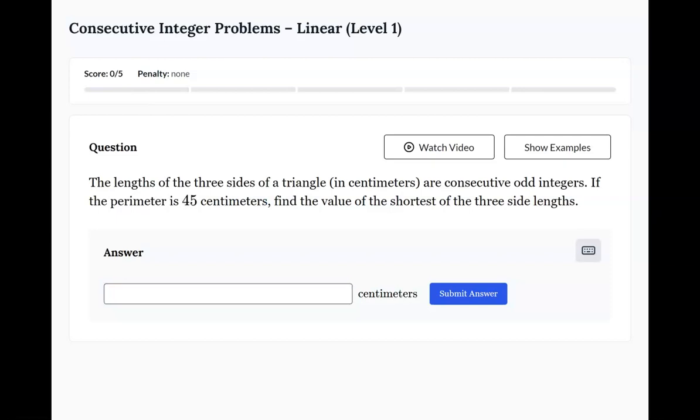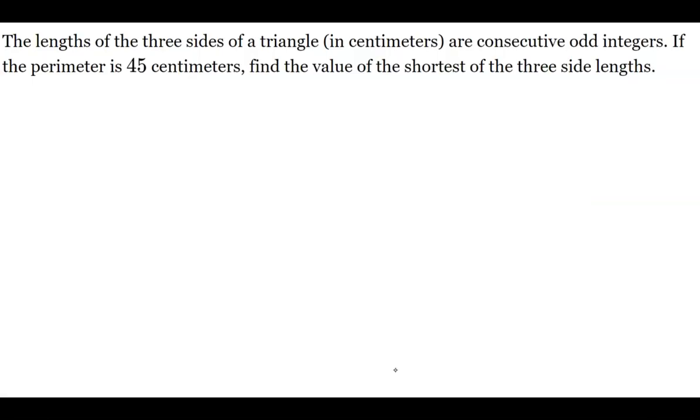This problem states the lengths of three sides of a triangle in centimeters are consecutive odd integers. If the perimeter is 45 centimeters, find the value of the shortest of the three sides. Let's draw a quick sketch of this problem. We have a three-sided triangle, and we know that the sides are three consecutive odd integers.